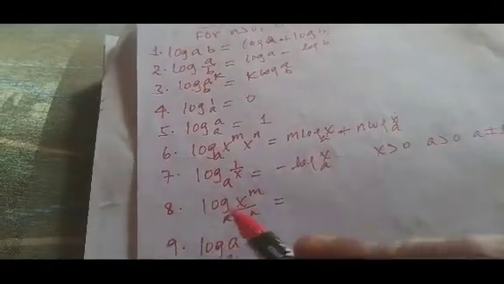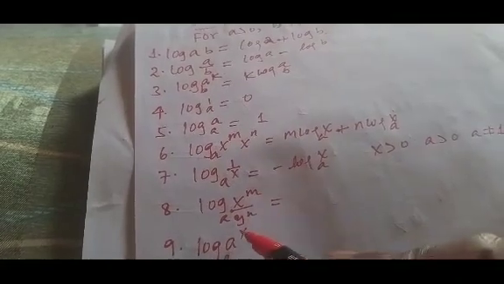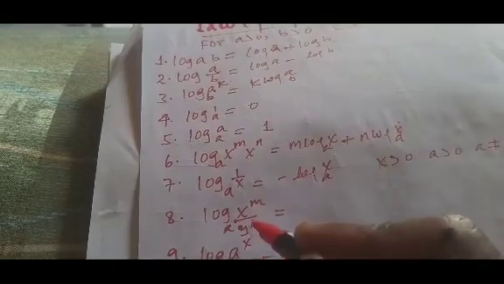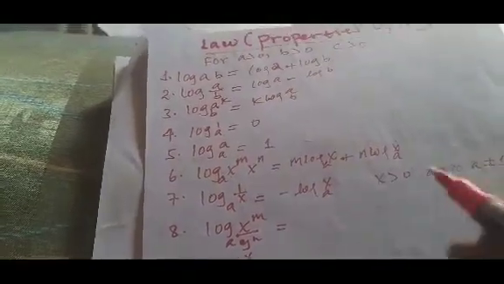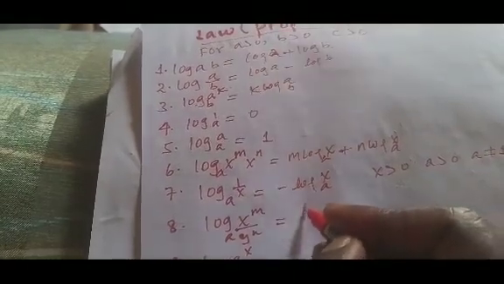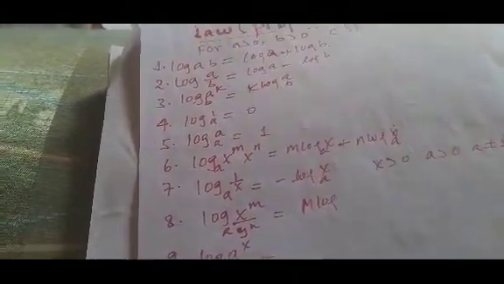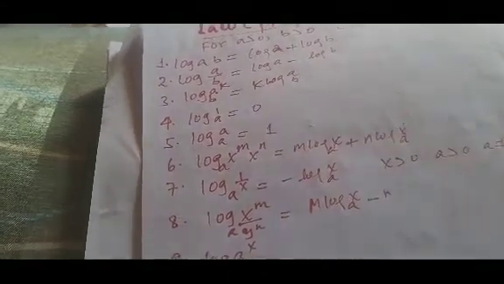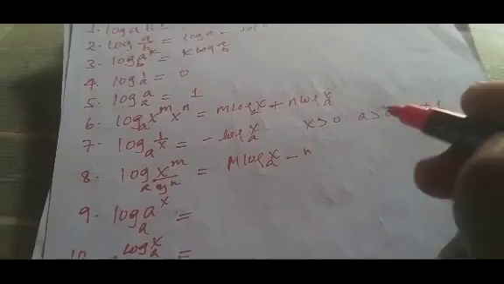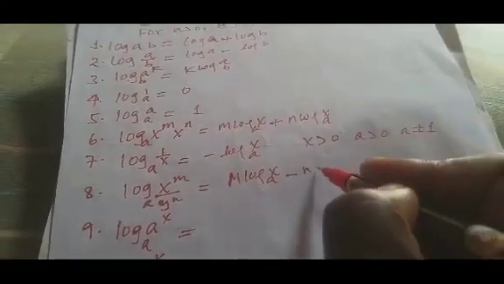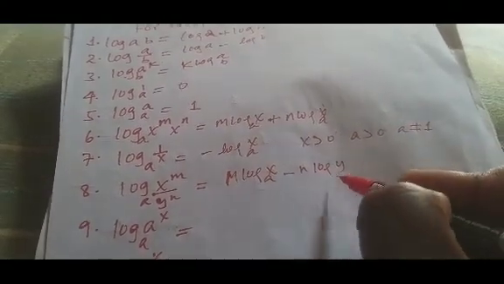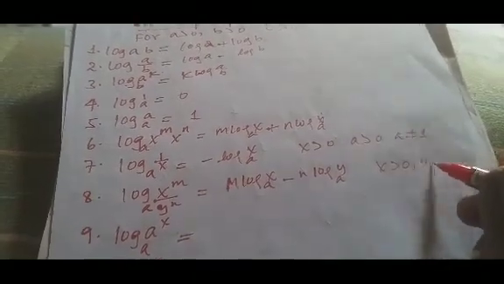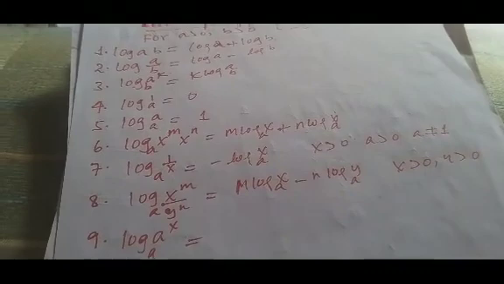Look at rule number 8. Log of x raised to m over y raised to n is equal to, so this one is quotient. The quotient is changed to what? Difference. This is equal to m log of x to the base a minus n log of y to the base a. This is true for x greater than 0 and y greater than 0, a is different from 1.